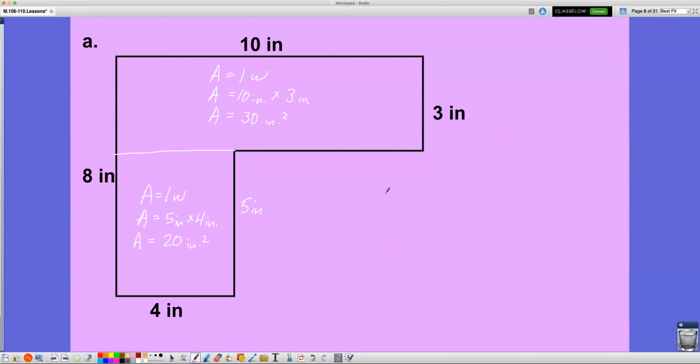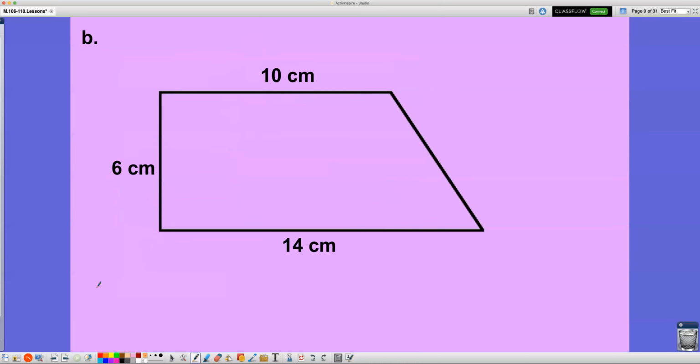So now I just take that 30 inches plus the 20 inches squared, and it ends up being 50 inches squared, just like we had before. All right, let's try this one. It's a little trickier, but you just need to use the formula for the area of a triangle. If you don't remember the formula for the area of a triangle, it's 1/2 base times height, or it's base times height divided by 2. Okay, go ahead and do it.